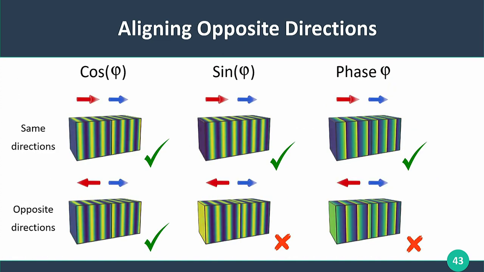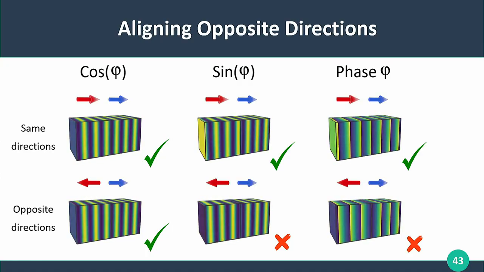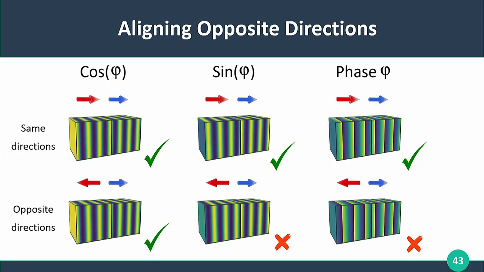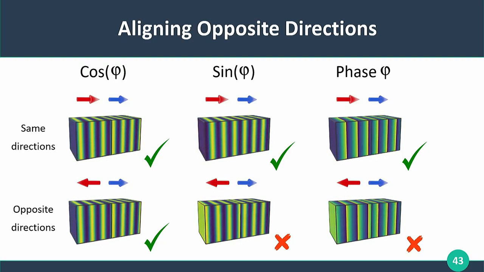However, when aligned in the opposite direction, we can only enforce a consistent cosine wave. The underlying phase field becomes misaligned and produces misaligned sine waves as a consequence. Therefore, extra care should be used if one is interested in those fields rather than just the cosine wave itself.